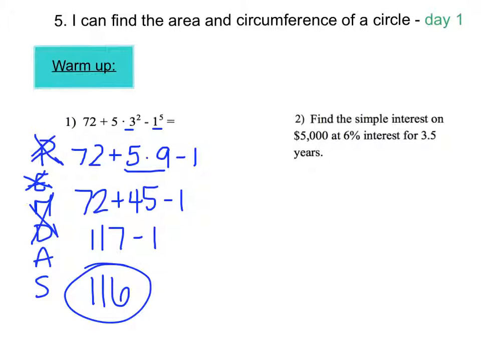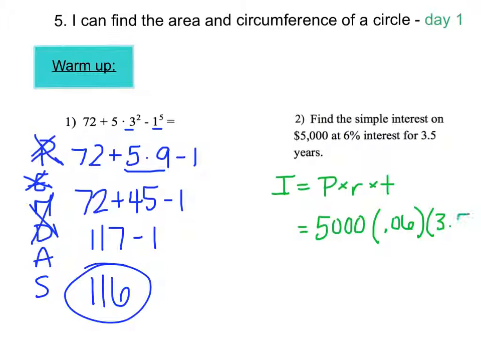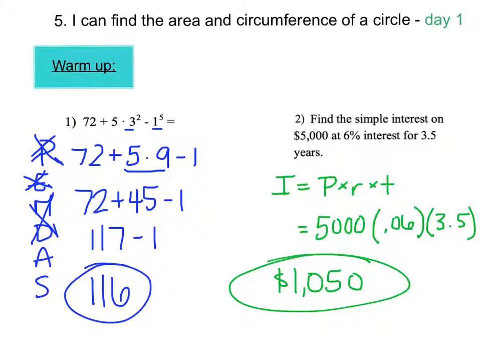3.5 years. Remember, interest equals P times R times T. So our interest is going to be our principal amount of $5,000 times our rate in decimal form times the number of years. So if we put that in our calculator, we end up with 5,000 times 0.06 times 3.5 to get a grand total of $1,050 in simple interest.